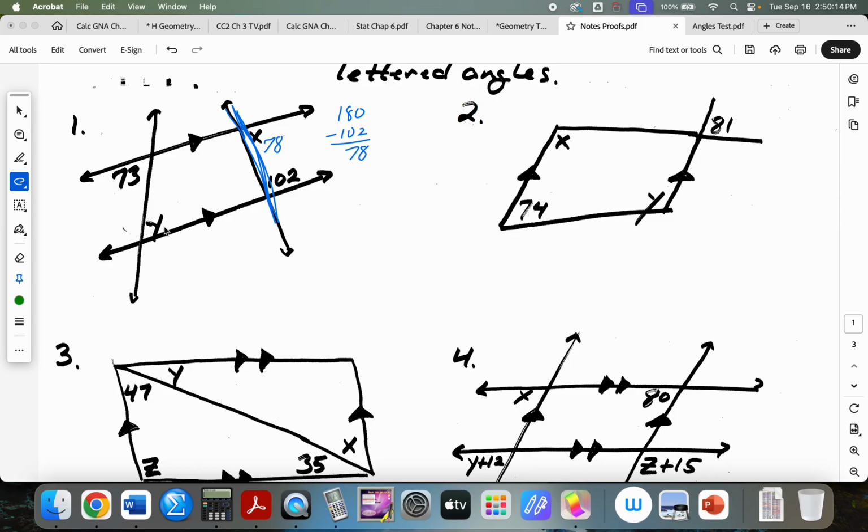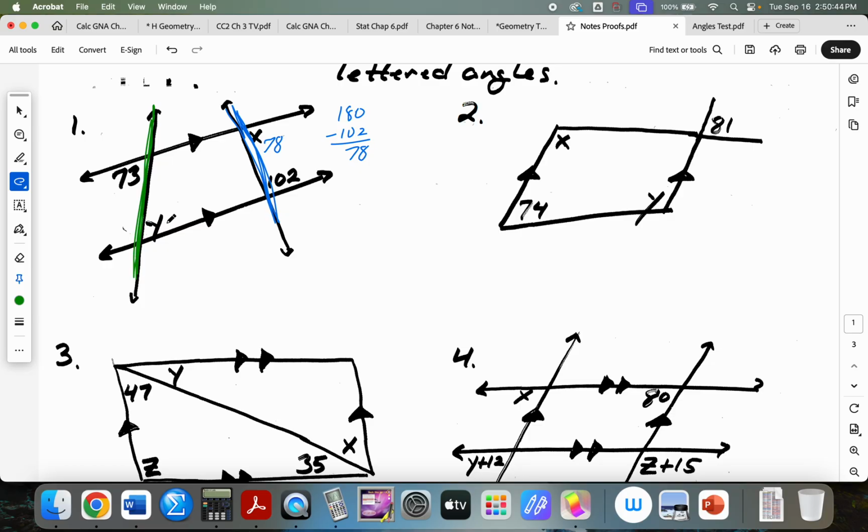So over here to find y, if I go this way, listen carefully, what kind of angles are y and 102? They're corresponding. Are their measures related? No, because if I go this way, I'm not crossing parallel lines. So I need to go this direction.